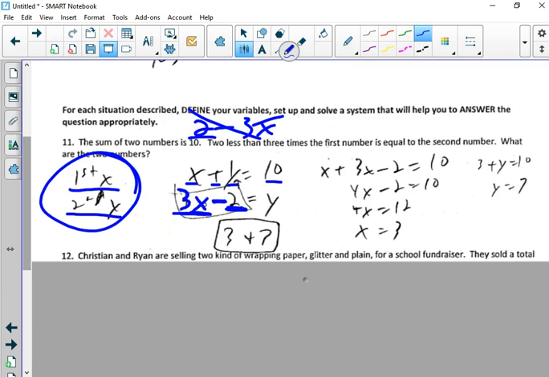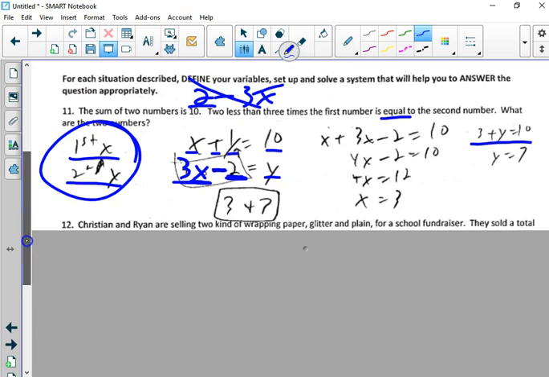And then it says is equal to the second number. That's why it's important to know what x and y is. This is begging for you to do substitution. So when you do that, you get x is 3, plug it into the original equation for the easiest, quickest answer, and you get 7. And you get 3 and 7 as your two numbers.